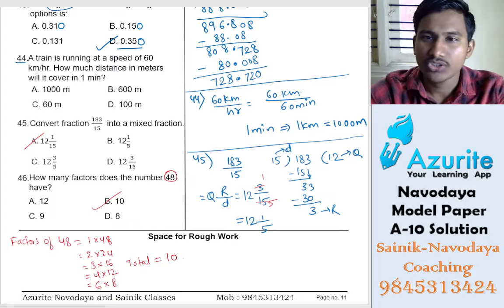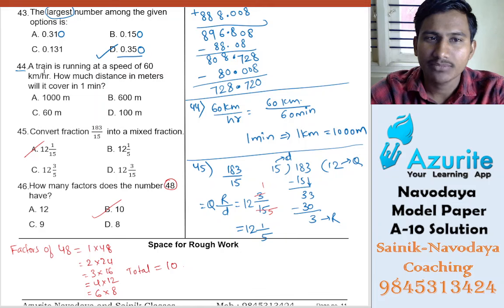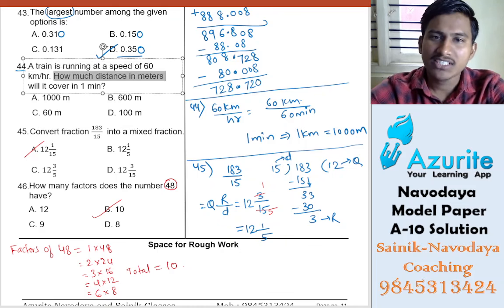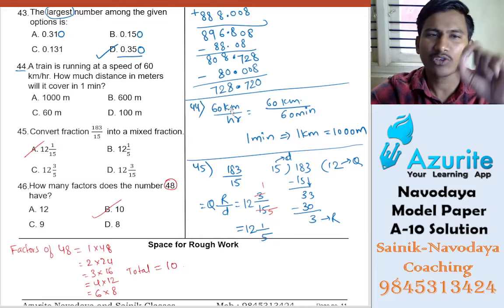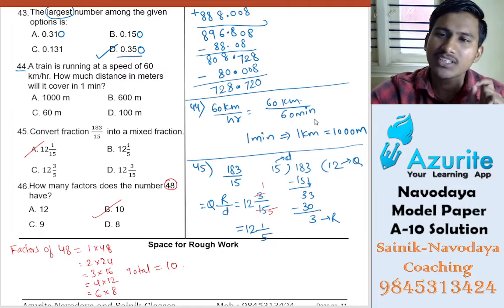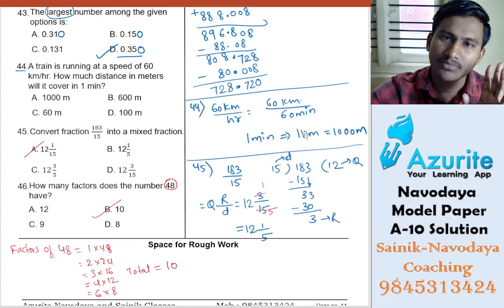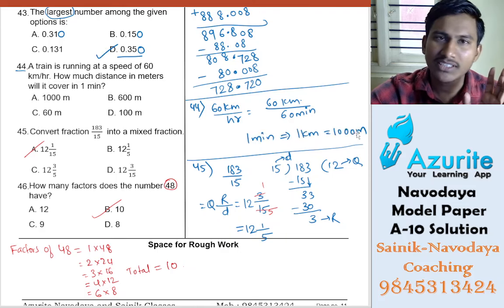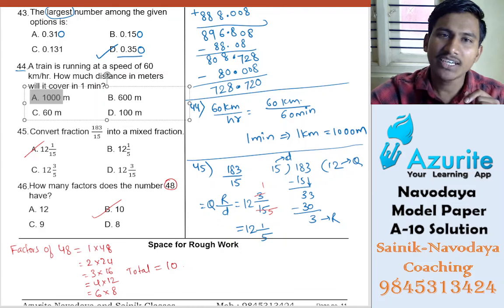So see here, next question let us do. 44 train question, right? A train is running at a speed of 60 km per hour. How much distance in meter will it cover in 1 minute, they are asking. So speed is 60 km per hour means what? 60 km per hour means 60 km per 60 minute. Hour means 60 minute, right? 60 km 60 minute. 1 minute will be 1 kilometer. So 1 minute it will cover how much? 1 kilometer. 1 kilometer means 1000 meter. So answer is option A here, right? That is very easy.